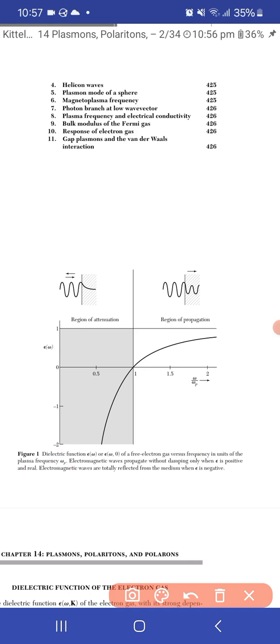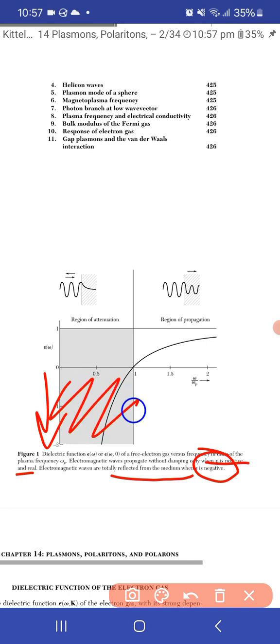Electromagnetic waves propagate without damping only when epsilon is positive and real. They are reflected by the medium when this is negative. So when this is negative, in this region, I'm not sure what was said about attenuation, but okay, let's move on.